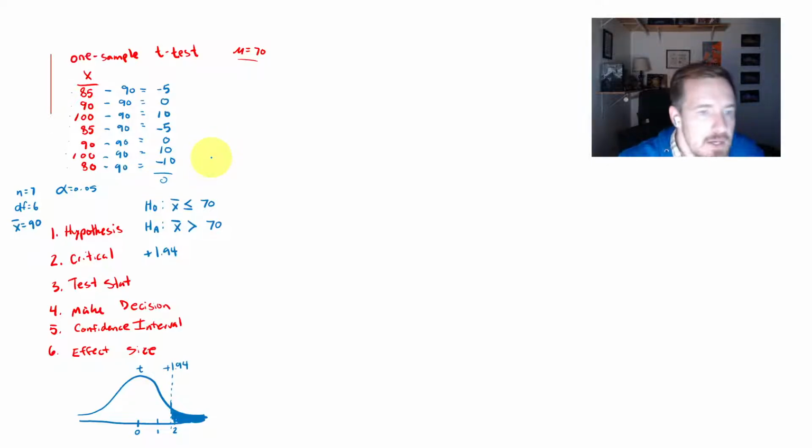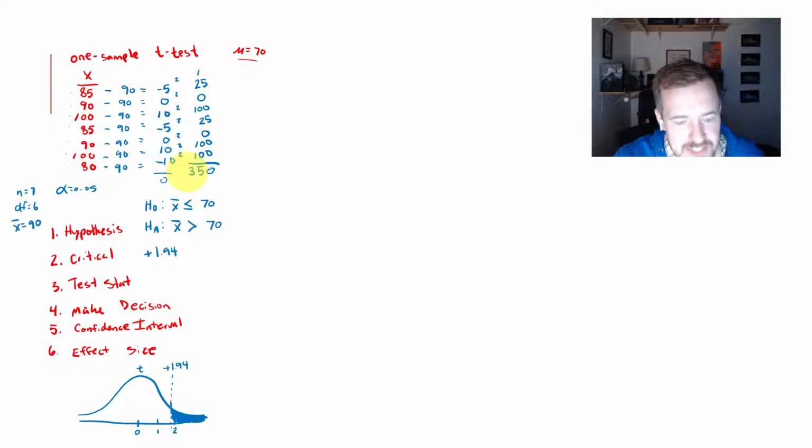Good news, everybody. All right, next thing that we're going to do is square each of these values. And luckily, we have some nice whole numbers, so that's not going to be hard. This is going to be 25. It's going to be 0. It's going to be 100. It's going to be 25, 0, 100, and 100. And we're going to add those up. It's going to give me 350. I'm just going to put that in my calculator just in case. I cannot be trusted to do this stuff all in my head. Yes, that is true. It is 350.